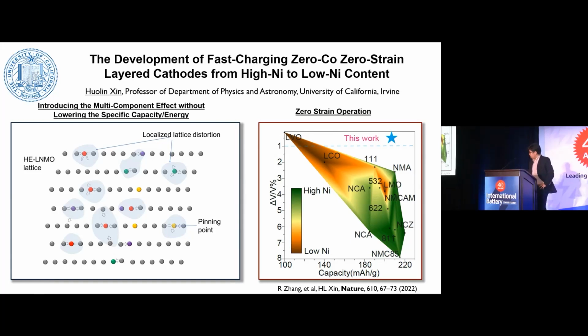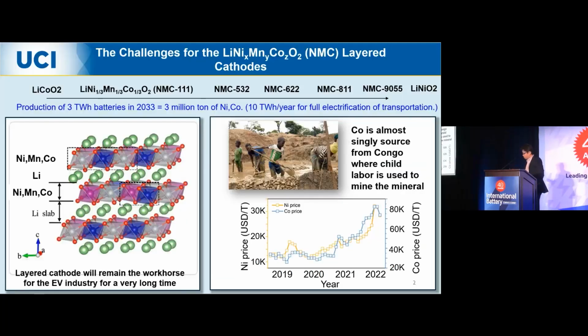So, I guess for this audience, I don't really need to talk about why you need to eliminate cobalt, but I do want to make a comment on nickel. If you look at a government target that you want to electrify 1/3 of the transportation sector by 2033, that means annually you need to produce about 3 million tons of nickel or cobalt if you don't eliminate that. So today's nickel production annually is 3 million tons, right?